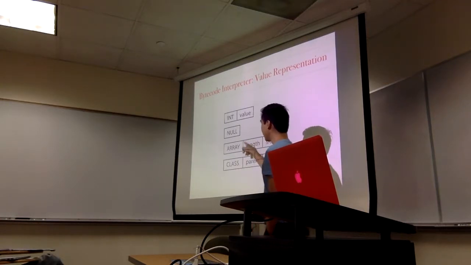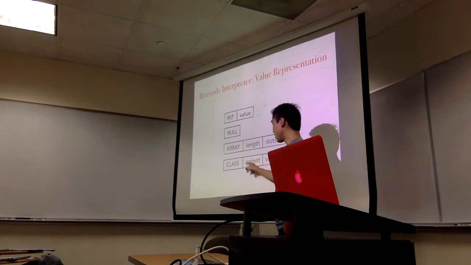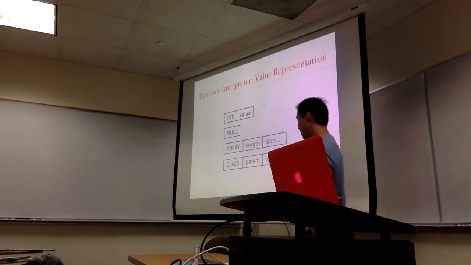For an array, you have a length followed by a variable number of slots. And for objects, you have a parent, and then you have a variable number of slots. That's just for the variable slots. The method slots don't need to go on here.